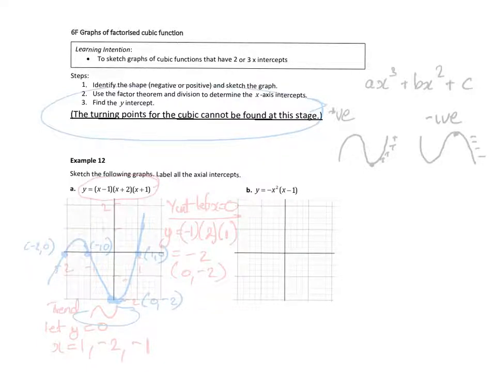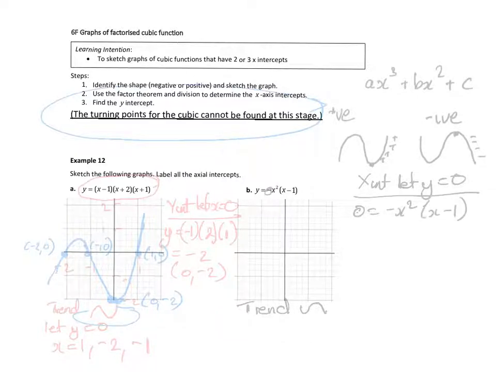Okay, let's look at part B here. And again, let's start with the trend of this graph. Now you can see that here's a negative, and negative x squared times x is negative x cubed. So the trend of the graph is going to be like that. Now, we've got our x-intercepts. So let's come up here. X-intercepts, we let y equal to 0. And so you've got 0 equals minus x squared outside of x minus 1.